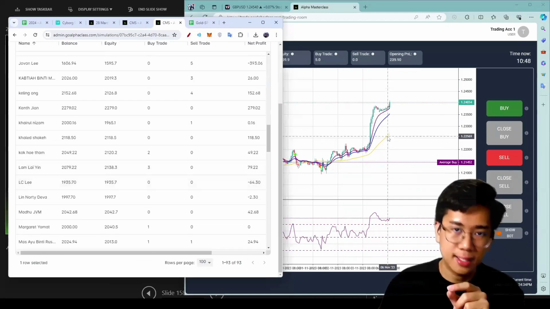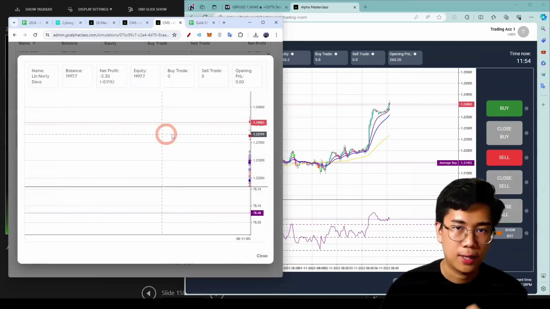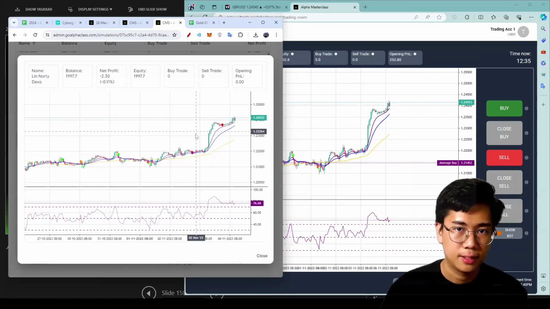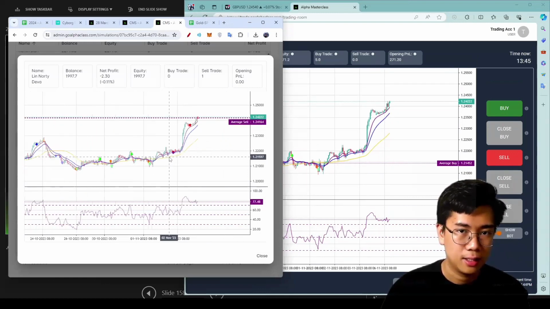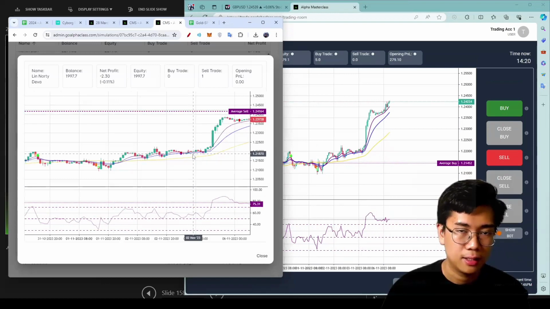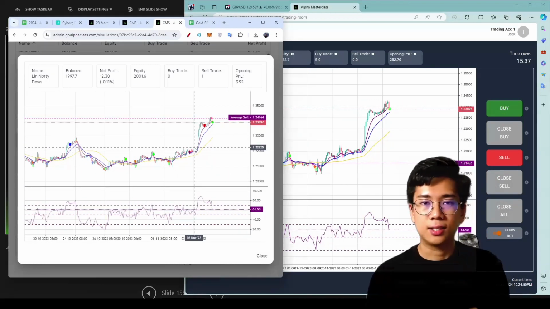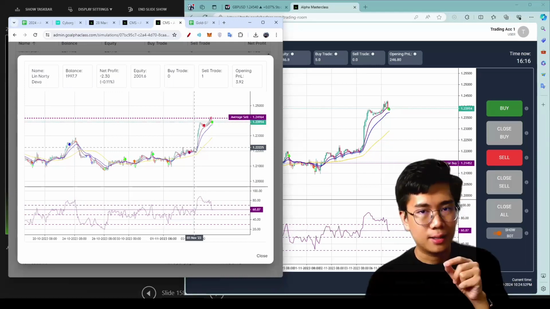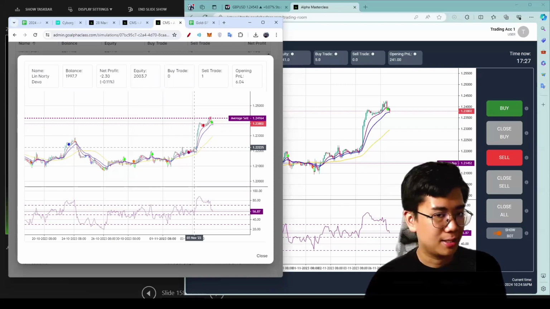Now, we are entering into November. We're entering into November. So, my question is, guys, do you still remember if November is an uptrend or downtrend?